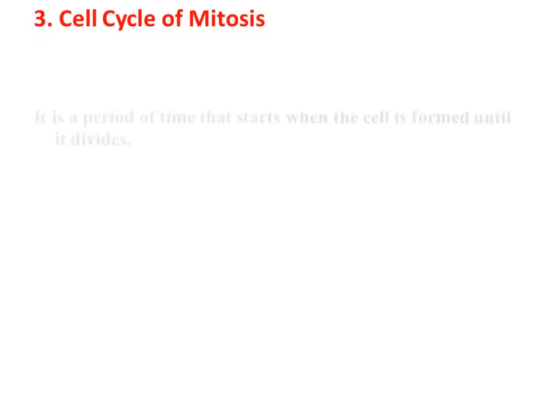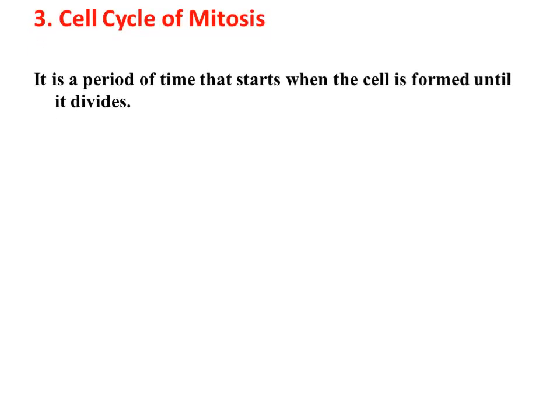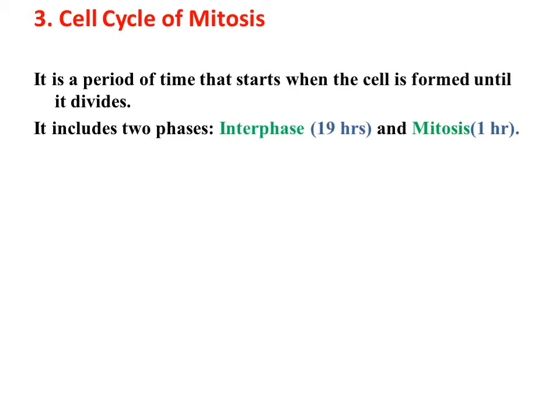Third, the cell cycle of mitosis. It is a period of time that starts when the cell is formed until it divides. It includes two phases: interphase, about 19 hours, and mitosis, about 1 hour. But this duration for interphase and mitosis is variable.